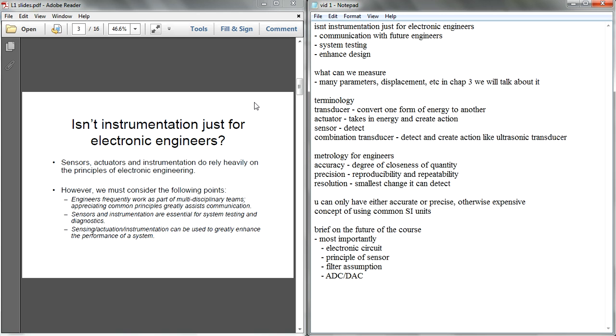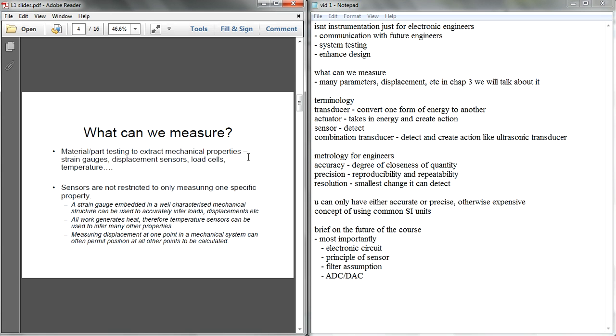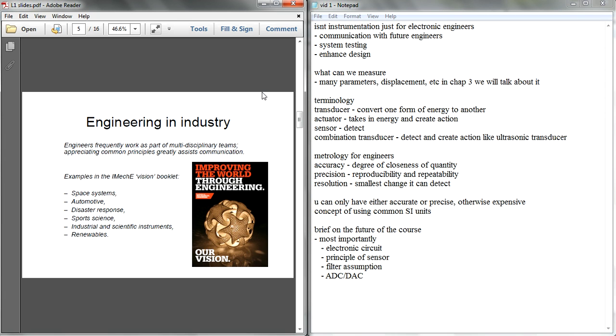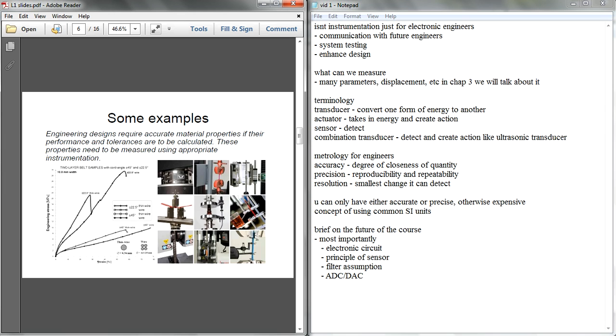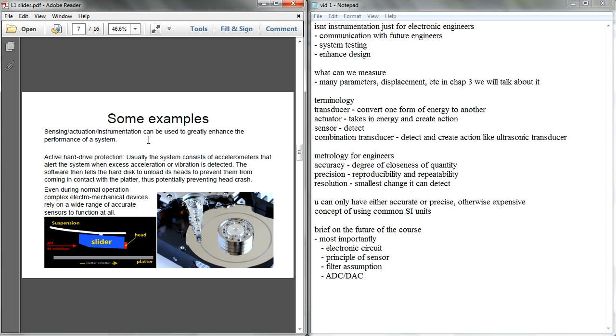And then, what can we measure? There are many parameters like displacement, temperature, heat, etc. In chapter 3 we'll talk about it, so let's skip it first. So we'll go to terminology. I'll skip this, and this also, because these are all introductions and examples, like hard drive, which also uses sensing techniques, but it's not tested, so it's okay.